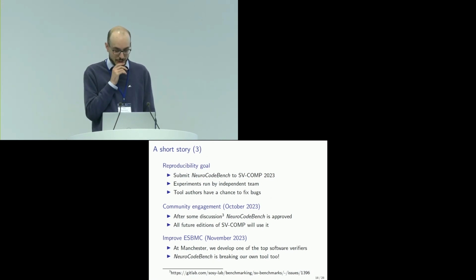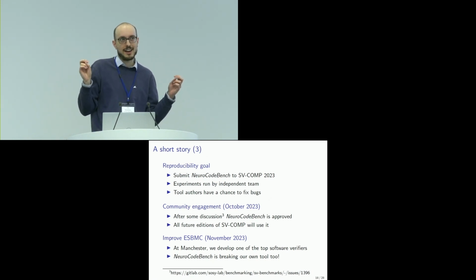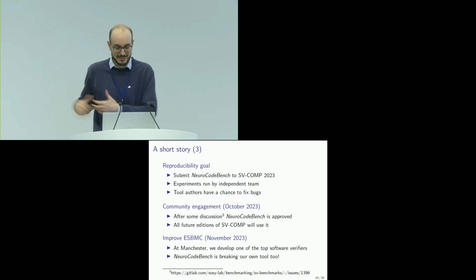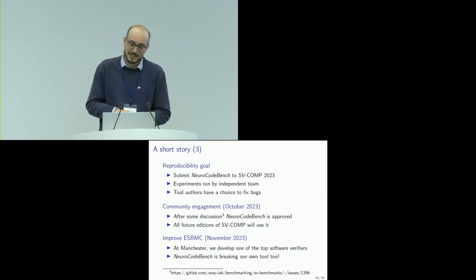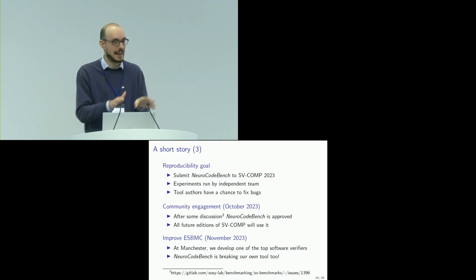There has been some discussion, including some of these questions. Some authors of some tools argued that the way we were dealing with floating points in neural networks was not conventional, and therefore our benchmark should have been kept in a separate category. For people who know the SV-COMP community, sometimes there are some fiery discussions. But in the end, the benchmark was approved, so it's there. All future editions of SV-COMP will use it. So from now on, when you download a software verifier that competes in SV-COMP, it will have been tested on neural network code as well.